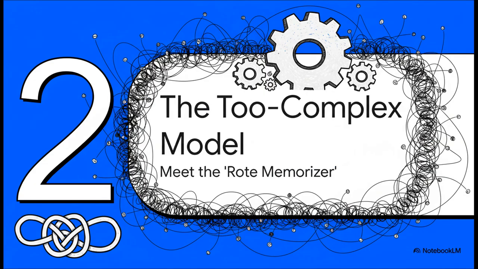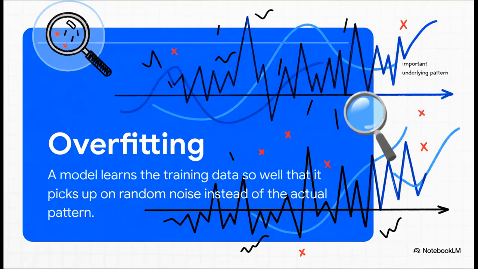All right, now let's swing to the complete opposite end of the spectrum, because there's a totally different way a model can fail. Let's meet our second character, the rote memorizer. This is the student who tries way too hard. And this problem has a name too: overfitting. Overfitting is what you get when a model is so powerful, so complex, that it doesn't just learn the pattern, it starts memorizing every single little detail.